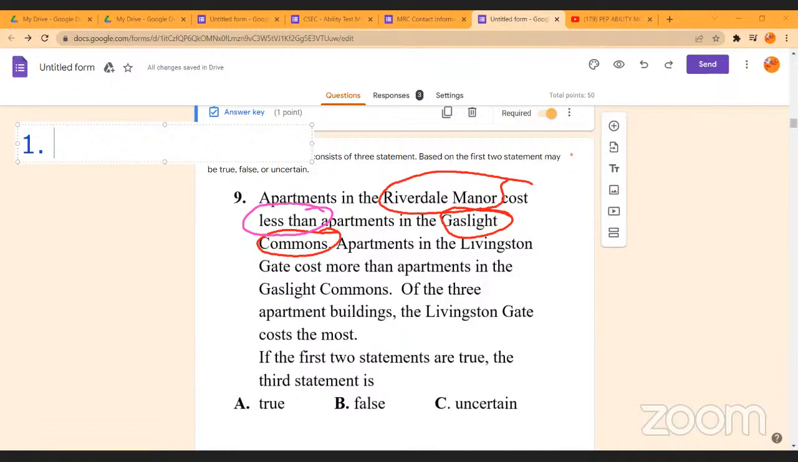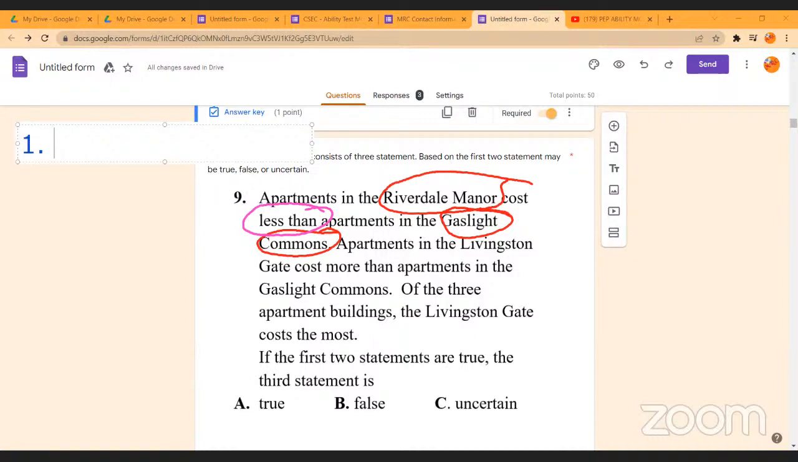Listen to this statement now, Santina. Read the statement that you have in front of you. Apartments in the Riverdale Manor cost less than apartments in the Gaslight Commons. So which place is the top notch?